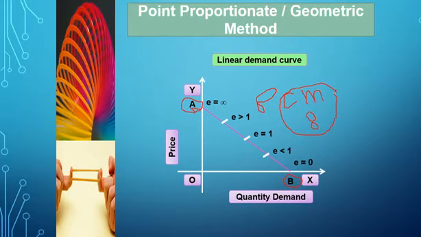Point elasticity at various points on a linear demand curve can be measured as follows. At point P, this point, what is our formula? Our formula is PB divided by PA. The length of PB is 4 centimeters and the length of PA is also 4 centimeters. So 4 upon 4 is 1. So the elasticity of demand is unitary, that is unitary elastic demand.